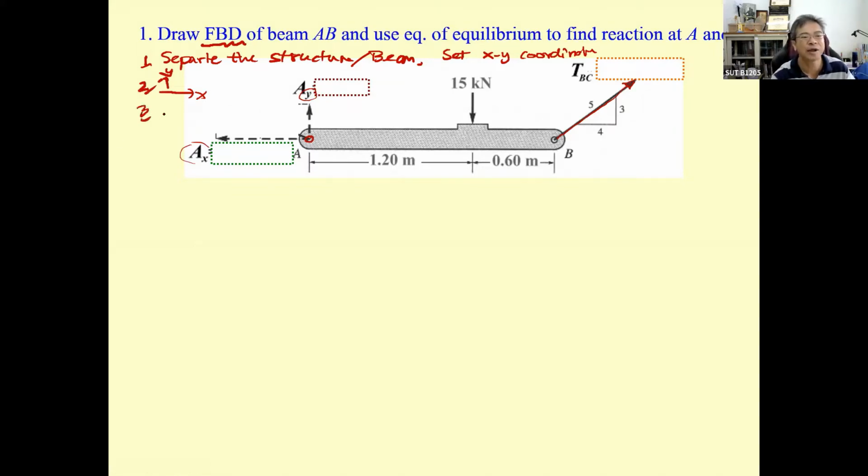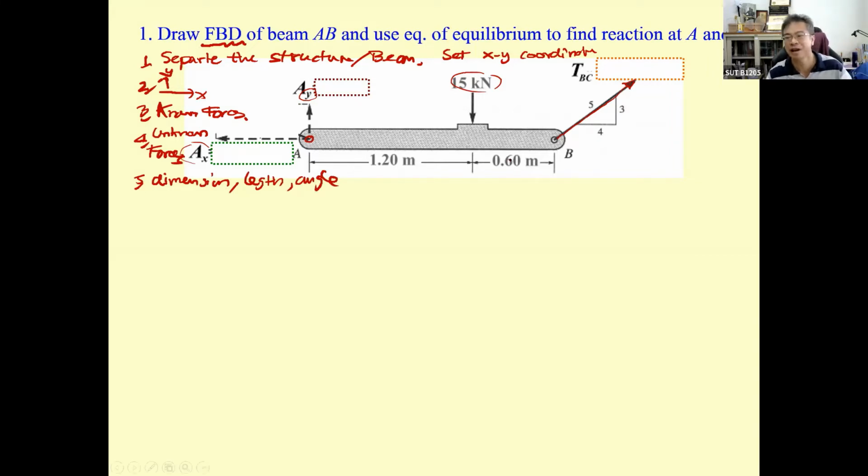And then the third, okay, you put the known forces. This one you just put the 15 kilonewton. And then you put the unknown forces. This is going to be T sub BC, A sub X, A sub Y. And the fifth, you just put the dimensions such as the length, okay, and the angle. So you put this one, 3, 4, 5, 1.2, 0.6. Just do the review of this.